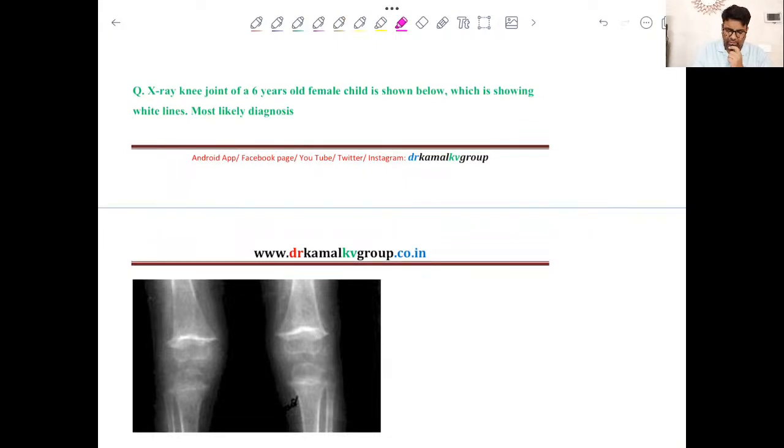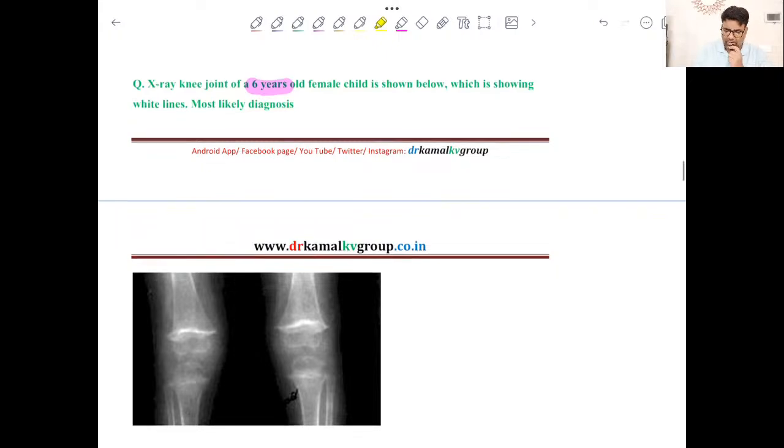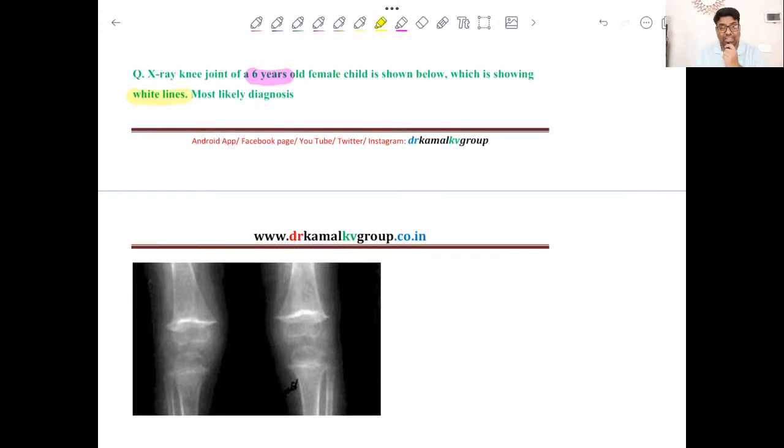Now again start with the age, and the x-ray has been given which is showing white lines. So I think, thank you, Renuka, I'm trying my level best. So, a 6 years old child, X-ray of both the knees has been done, and the X-rays are showing white lines. So the moment you find the word white line, I think it's pretty easy what the diagnosis will be.